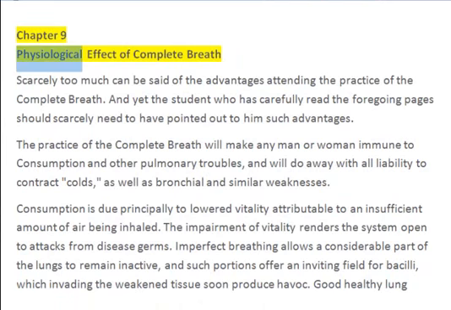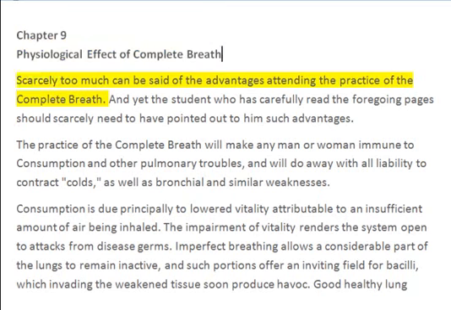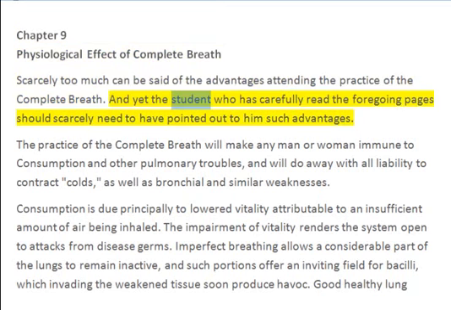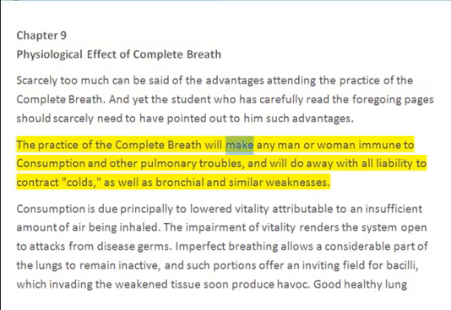Chapter 9: Physiological Effect of Complete Breath. Scarcely too much can be said of the advantages attending the practice of the complete breath. And yet the student who has carefully read the foregoing pages should scarcely need to have such advantages pointed out to him. The practice of the complete breath will make any man or woman immune to consumption and other pulmonary troubles, and will do away with all liability to contract colds, as well as bronchial and similar weaknesses.